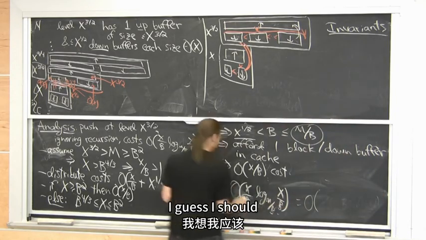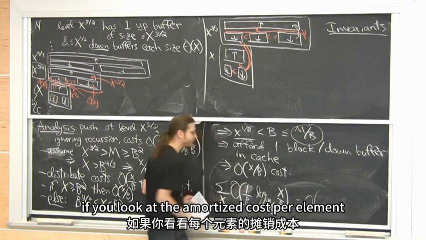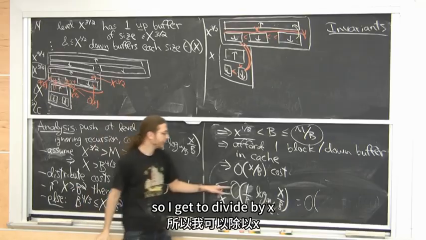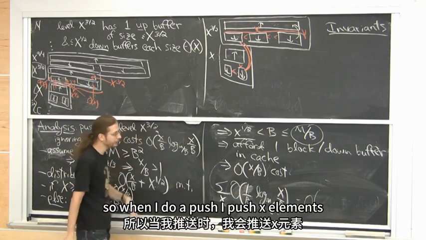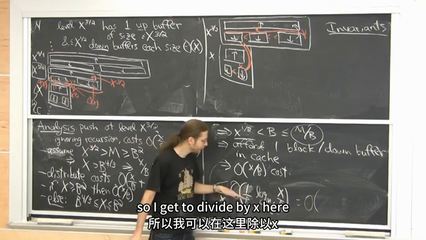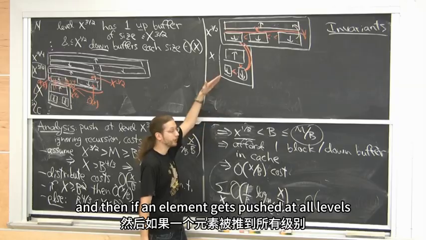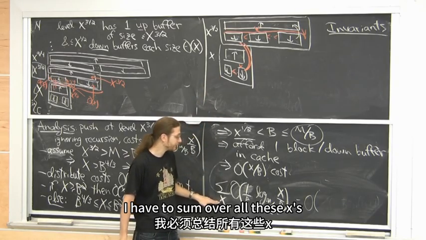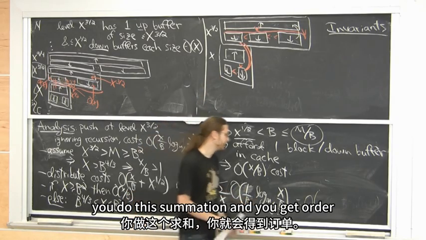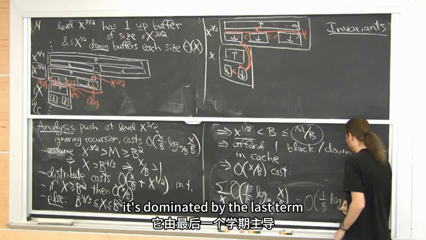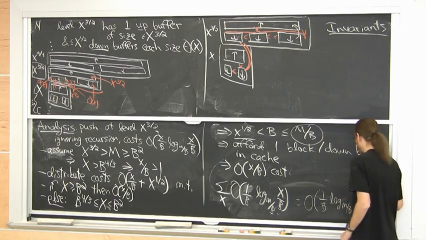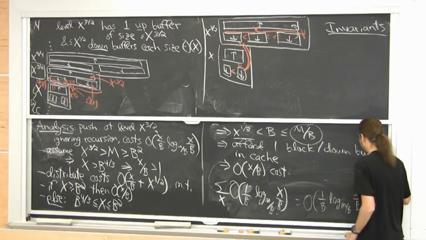I guess I should look at it per element. If you look at the amortized cost per element, I get to divide by x. So when I do a push, I push x elements, so I get to divide by x here. And then if an element gets pushed at all levels, I have to sum over all these x's. But you do this summation, and you get order, it's dominated by the last term. Sorry, this should be N.